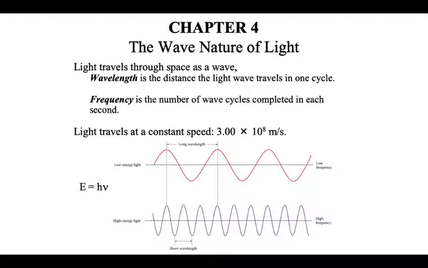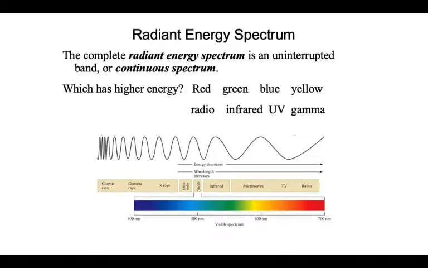So when we think about light, what is light? Light is part of the radiant energy spectrum that was formerly known as the electromagnetic spectrum. Why did we switch to the radiant energy spectrum?